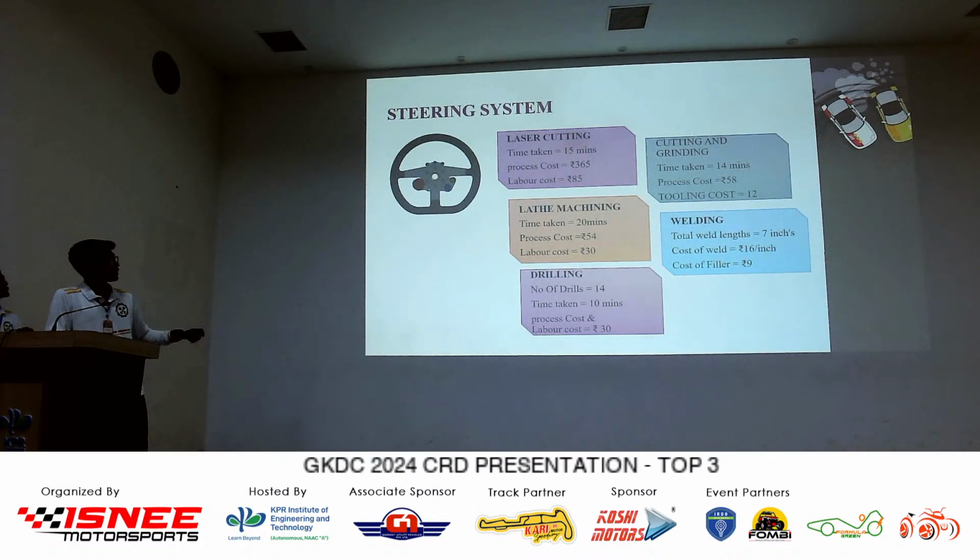Next, coming to lathe machining, the time for the lathe machining is 20 minutes. The process cost and the labor cost are around 84 rupees. Next, coming to cutting and grinding, the time taken for cutting is 14 minutes. The total cost will be 58 plus 12 rupees. Next, coming to welding, the total length of welding here is 7 inches. The cost per weld is the same, 16 per inch. The total cost will be around 116 rupees.